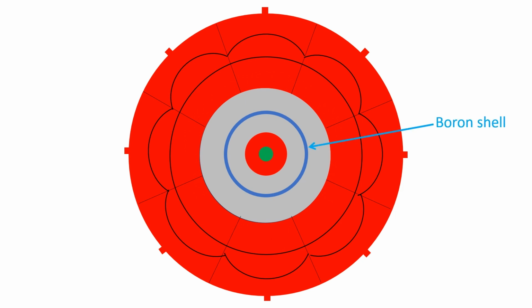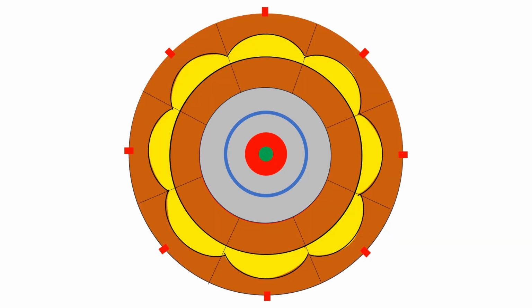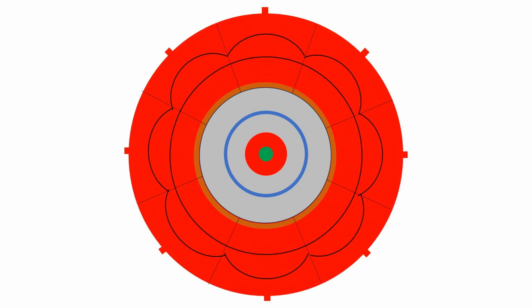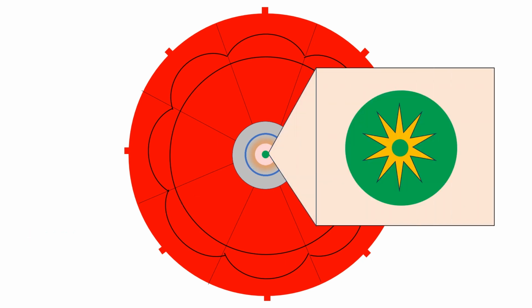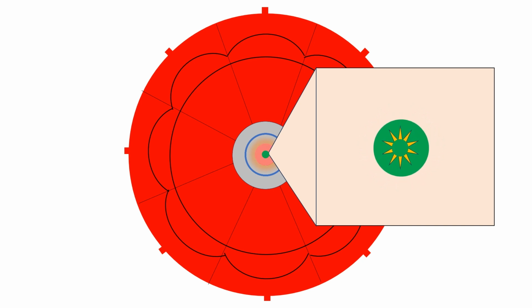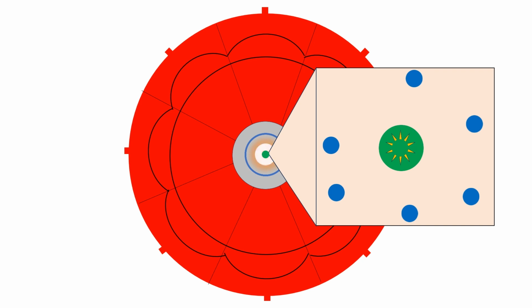Next, the plastic boron shell is used to prevent pre-detonation of the bomb by stray neutrons. The implosion will compress the uranium-238 tamper, subcritical plutonium, and polonium-beryllium initiator. Let's see the implosion once again. The implosion symmetrically compressed the plutonium to twice its normal density, making it supercritical. The compression also crushes the polonium and beryllium initiator together to release a burst of neutrons. These neutrons will initiate the chain reaction.